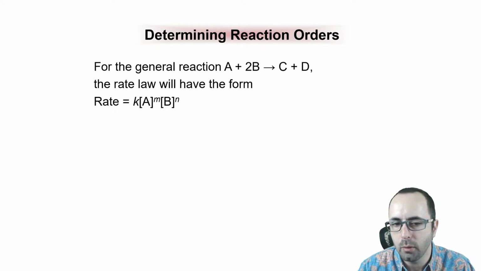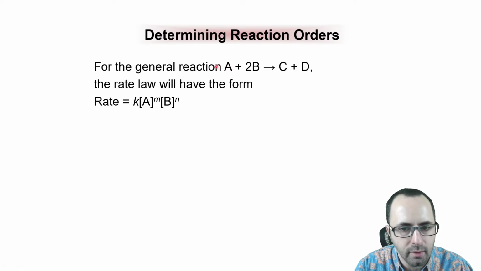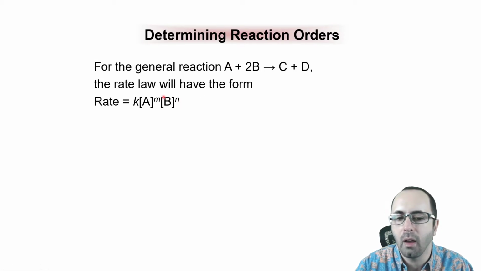let's say we have a general reaction. A reacts with 2 B's, makes C and D. And we have a rate law. Rate is going to be rate constant times the concentration of A to some power, not necessarily 1. Notice it's not necessarily 1. Times the concentration of B to some power, not necessarily 2. Okay, we have to figure out what those are.